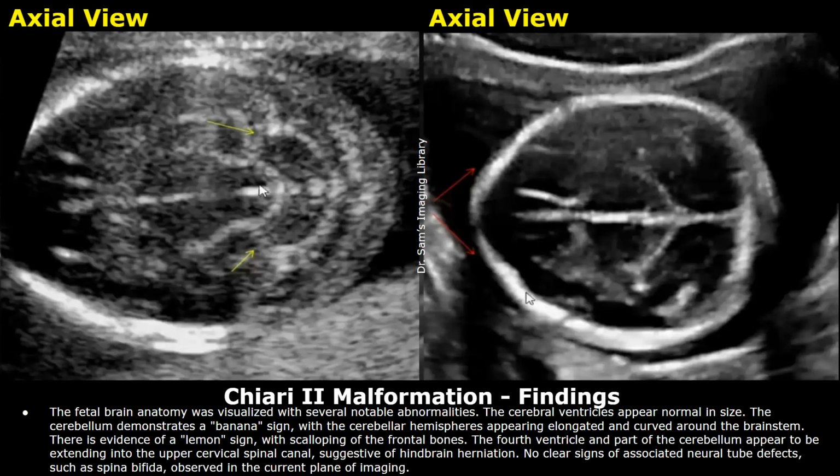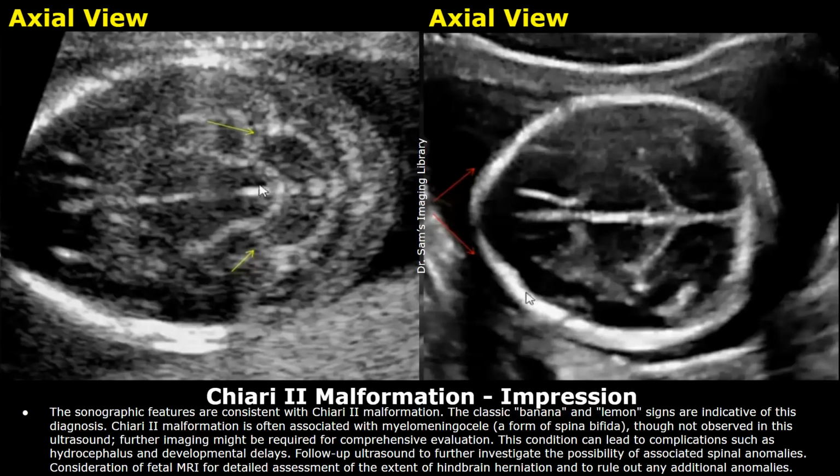The fourth ventricle and part of the cerebellum appear to be extending into the upper cervical spinal canal, suggestive of hindbrain herniation. No clear signs of associated neural tube defects, such as spina bifida, observed in the current plane of imaging.